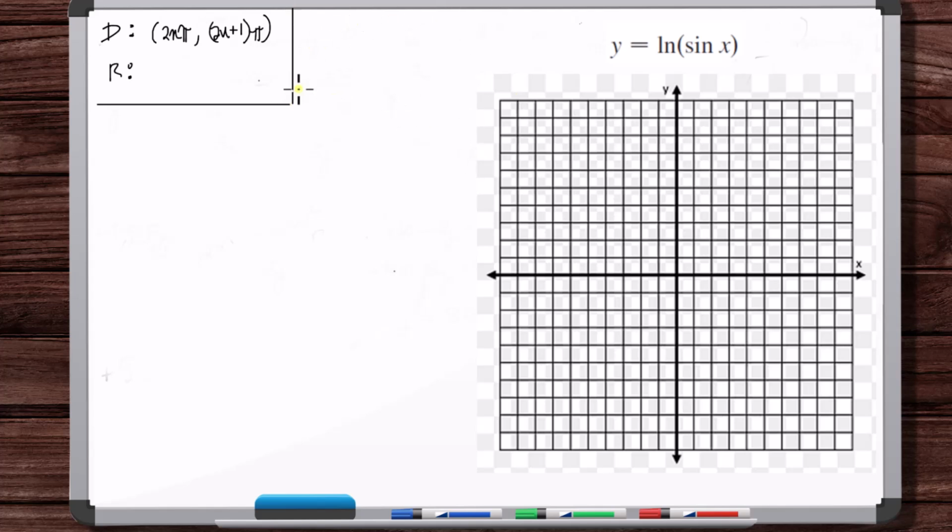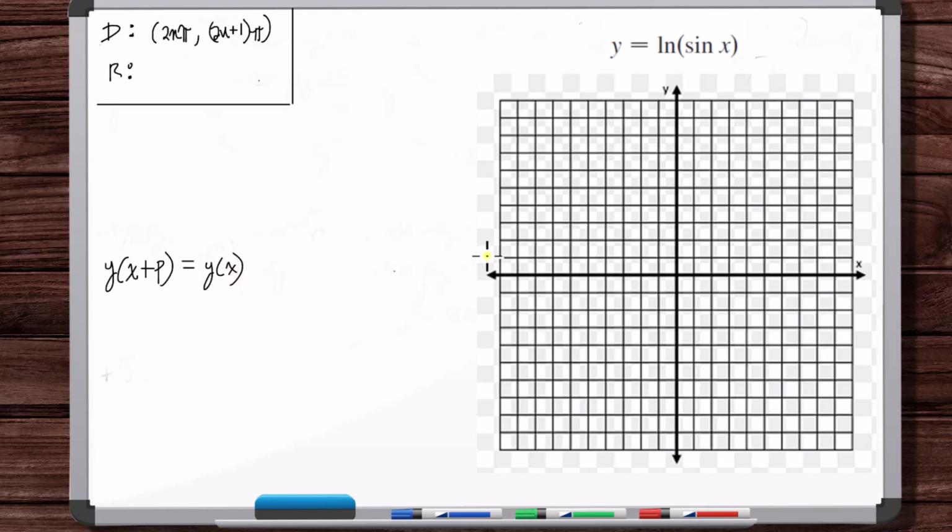All right. Now, let's do the period. Let's do symmetry. Let's come to the periodic symmetry. Let's do that first, okay? So, is there a number p such that y of x plus p is equal to y of x?